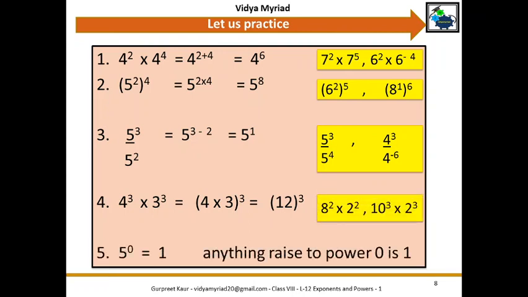Last question, 5 raised to power 0. Anything raised to power 0 is 1. Whether it is 5, 2 digit, 5 digit, any number. Anything raised to power 0, you will write simply 1 as the answer.